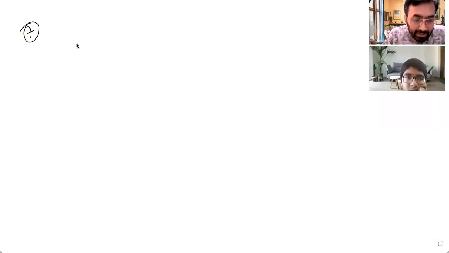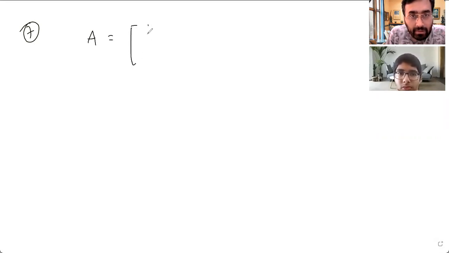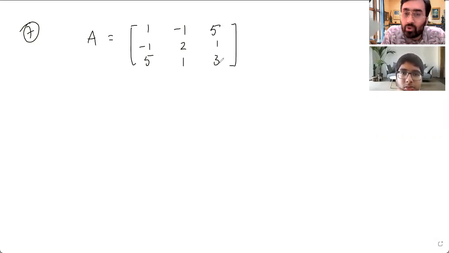Question number 7: show that a matrix A is given. The matrix A is given as 1, -1, 5, then -1, 2, 1, and 5, 1, 3. And we have to show that it's a symmetric matrix.